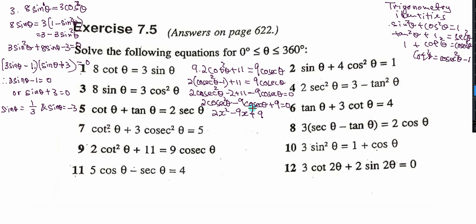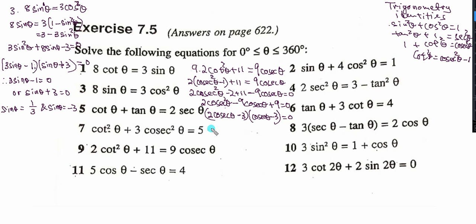Now what we are going to do is factorize this, assuming cosecant theta as x. So it's 2 cosecant theta minus 3, cosecant theta minus 3. You get a minus 9 from this.